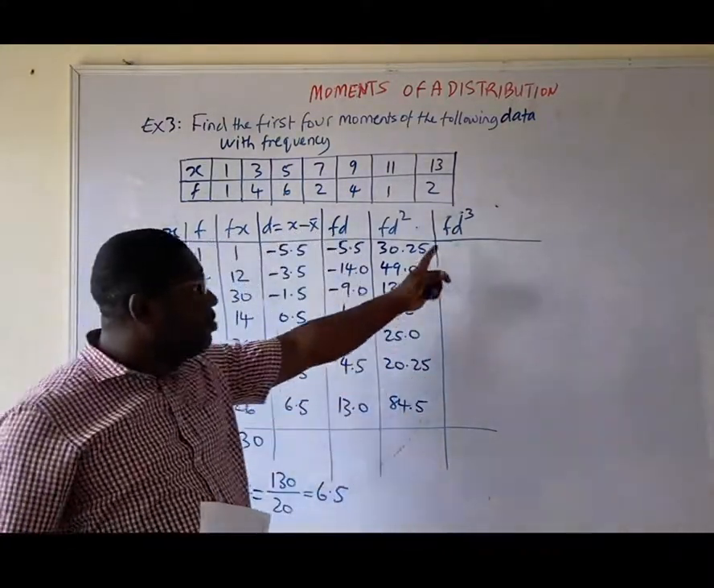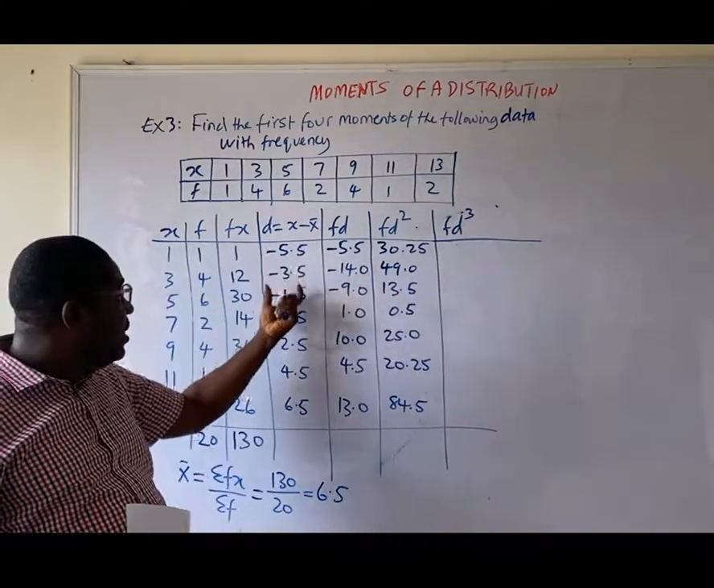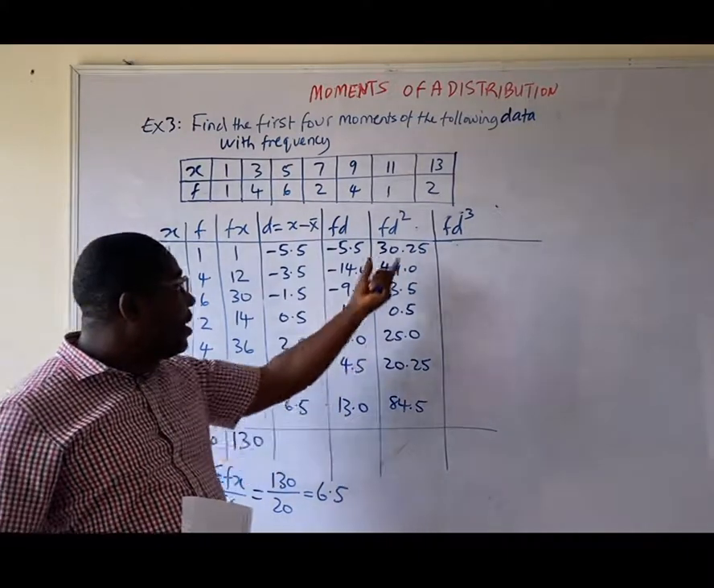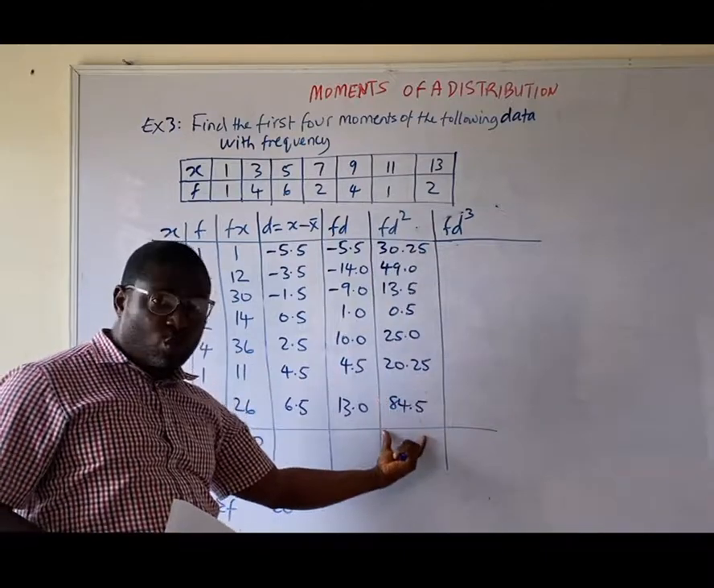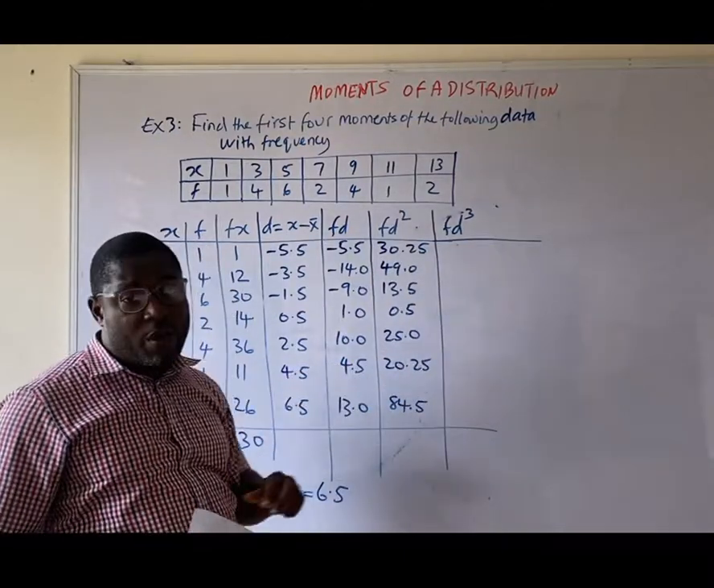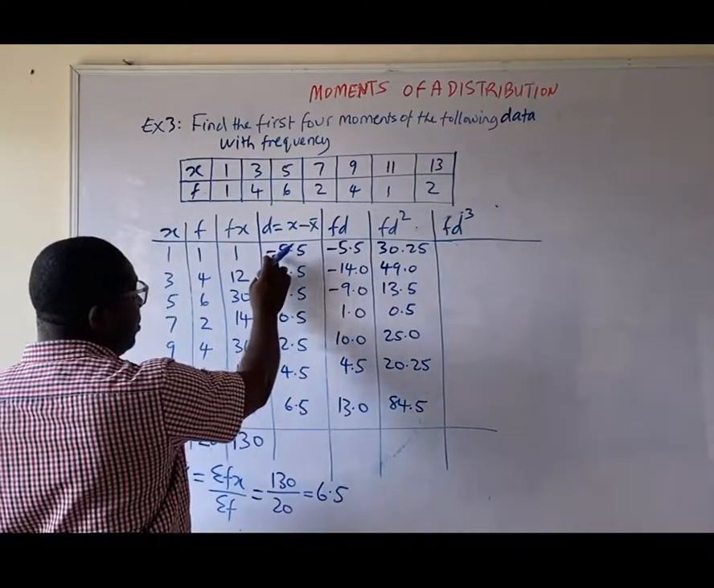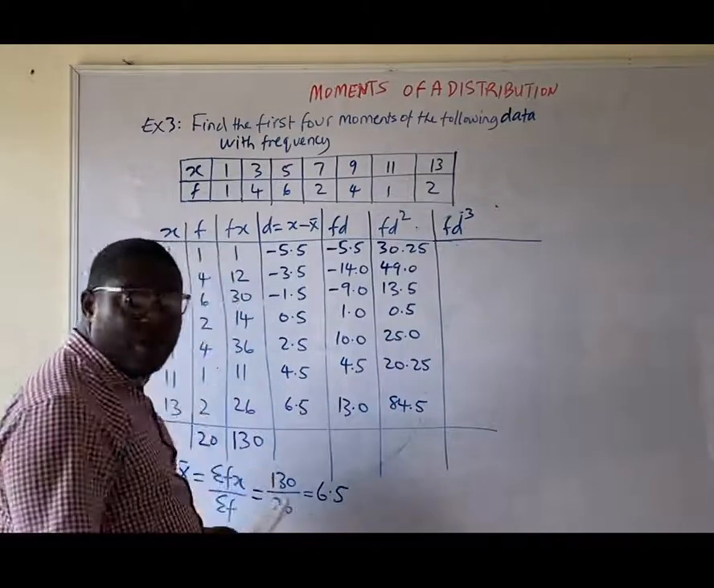Remember, to get FD raised to power 3, you have to multiply D, the value of D here, this column, by the values in FD raised to power 2 to get FD raised to power 3. So we have this times this to get this. Can you do that with me wherever you are?